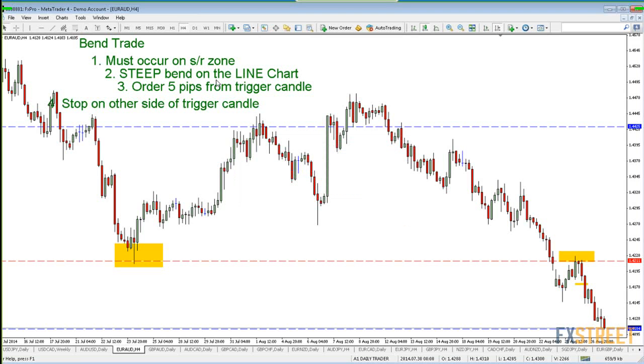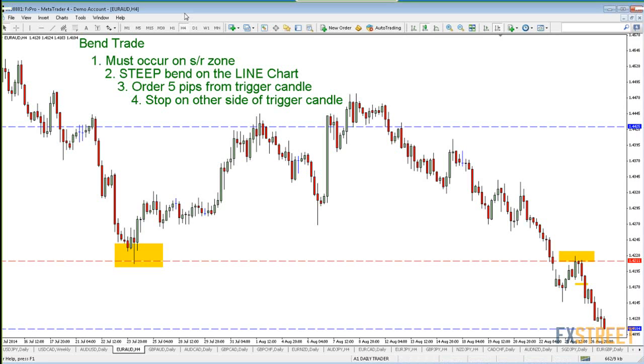Obviously, you could use a trailing exit on this. You could also just use the next zone or the next 2 zones. What I like to do is go for the first zone, move my stop to break even, and then go for the next zone and possibly even the next zone, like on that Kiwi trade, right? So there you go. That's the Ben trade, and that's how I use the line chart to see movement in the market and reversals in the market. The key here to remember is number 2. That's really important. I can't stress that enough. It should be a strong, sharp turn. Sharp is the most important thing.